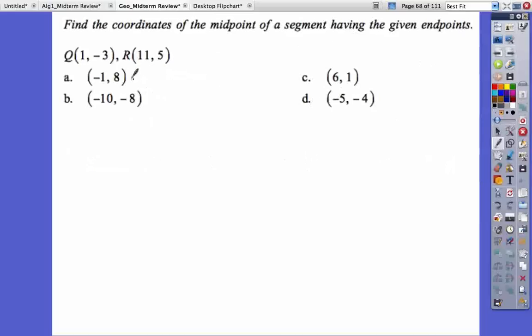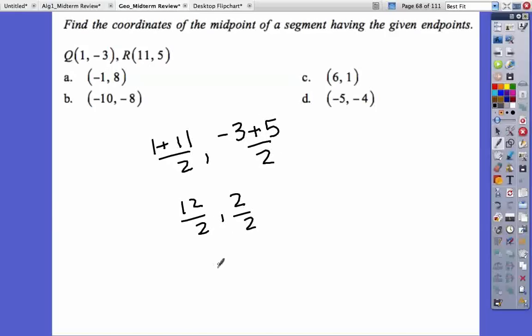Find the coordinates of the midpoints. That means I add my x coordinates together, divide by 2, add my y coordinates together, divide by 2. That gives me 12 over 2 and 2 over 2, which is 6, 1. My correct answer is C. Midpoint formula is also on your reference sheet.